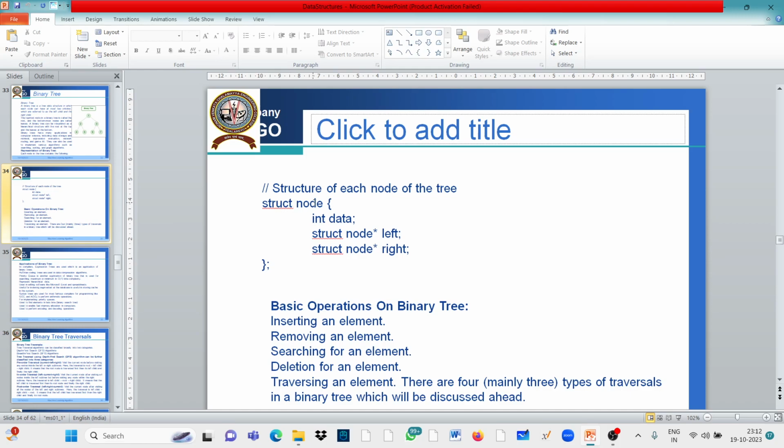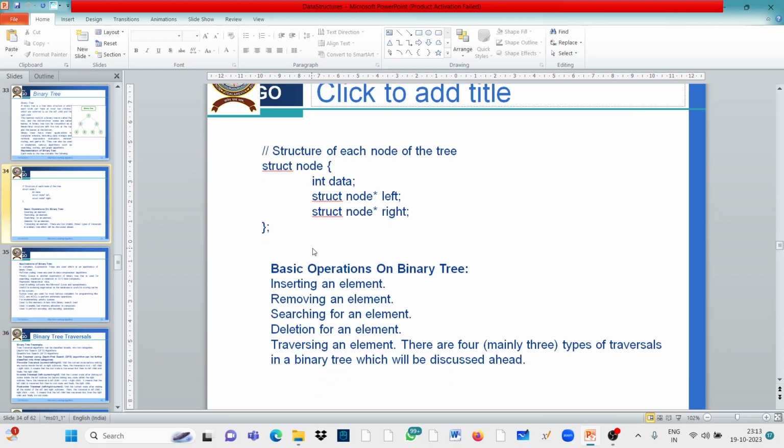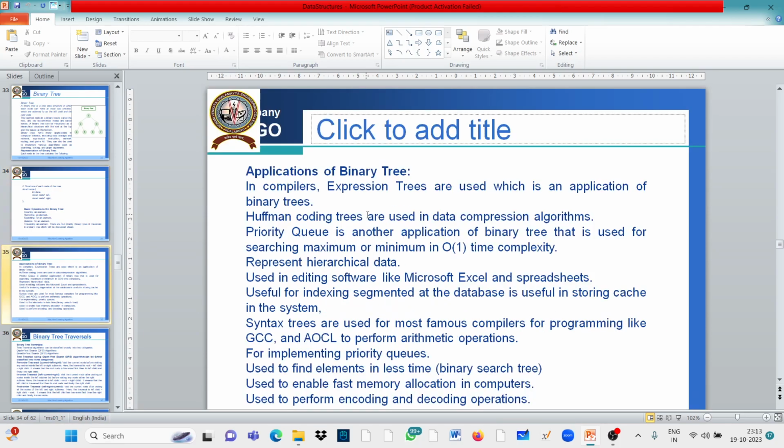Just to define the structure node, and this is the programming part. I think you can easily understand this. Then we go for the basic operations on the binary tree. We can go for inserting an element, removing an element, searching for the element, deleting the element. Then traversing, and there are mainly three types of traversals in a binary tree, which will be discussed. So all these things we will discuss.